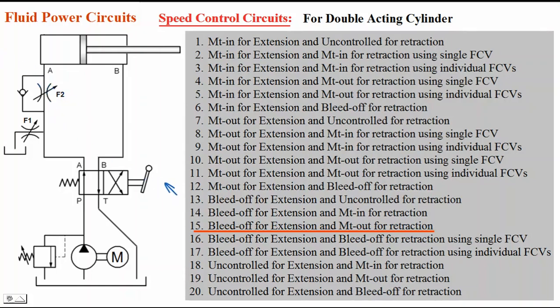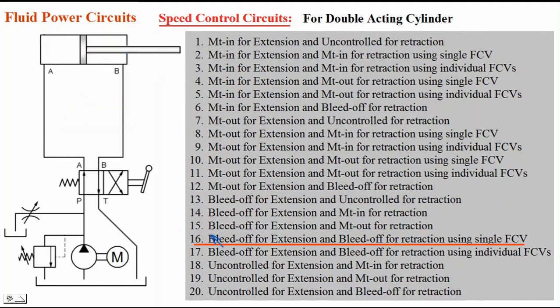When I keep the lever in the other position, P to B, A to T connection is made, and oil is flowing to B. The oil on the other side of the piston is coming out from A, and this oil has to flow through this flow control valve. Flow is controlled, and hence the speed of retraction is controlled, and hence this is meter out for retraction.